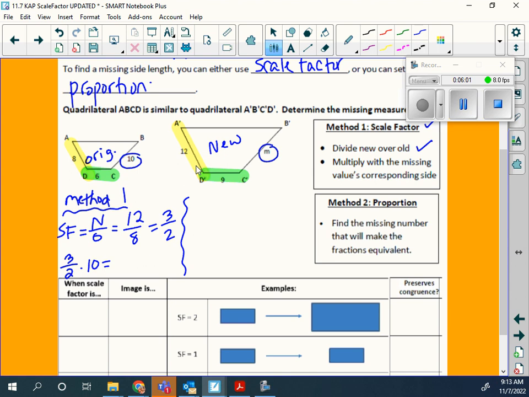And so 3 over 2 times 10, what do you get? 15, correct? Whether you did 1.5 or whether you did 3 times 10, which is 30 divided by 2, it's 15.